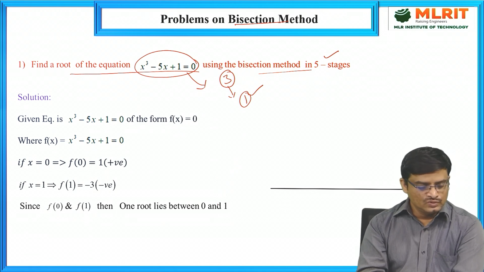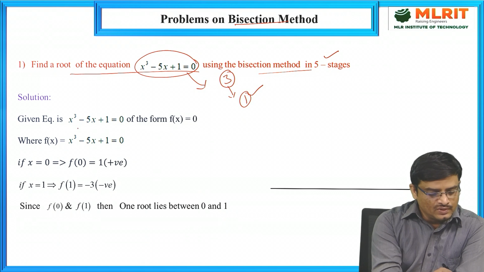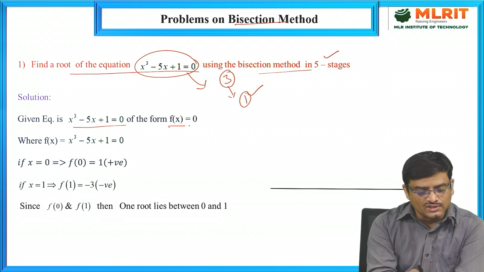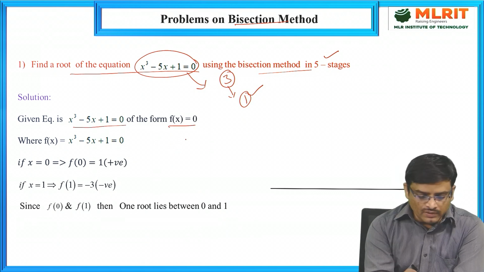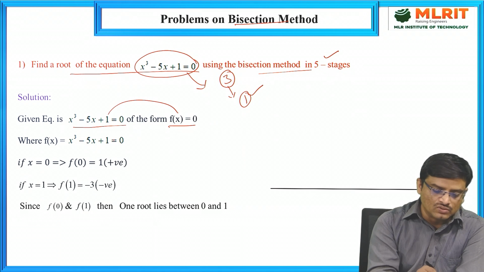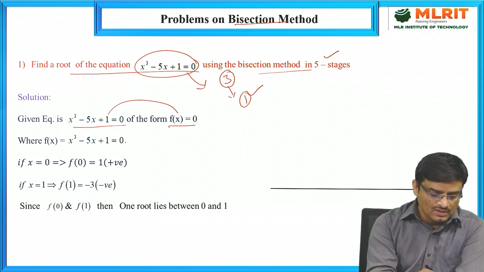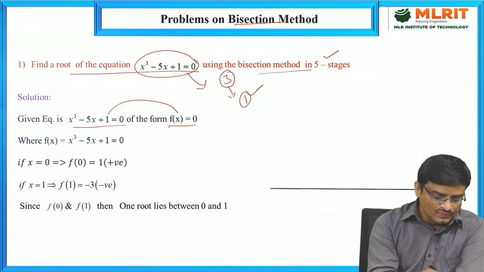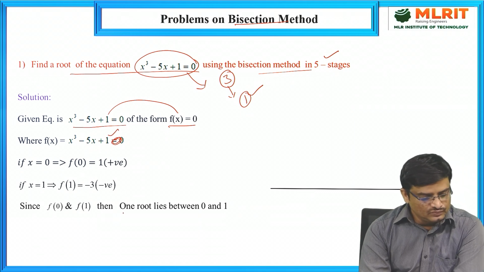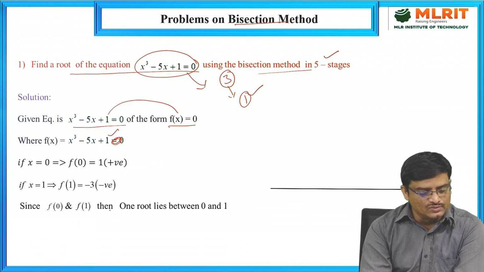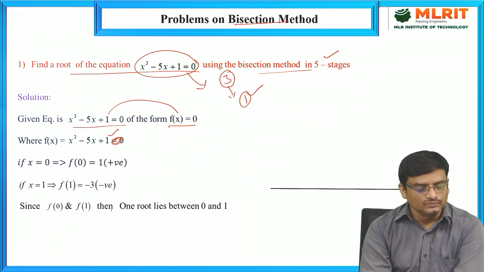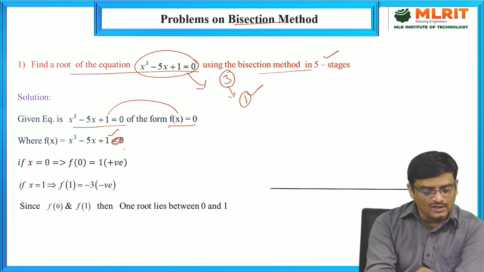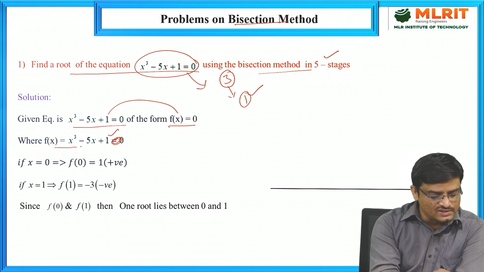Already we said that in the procedure we have to convert this equation into the standard form, f of x is equal to 0. Now you compare this f of x is equal to 0 with the given equation and get the value of f of x. So our f of x is equal to x cube minus 5x plus 1.